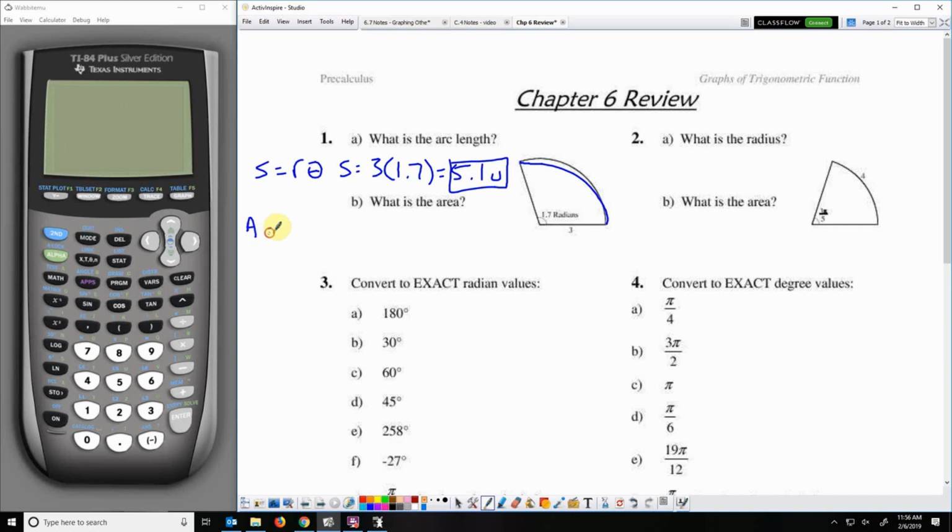Area of a sector, so that's the area of this whole thing, is 1/2 R squared theta. So the area is 1/2 times 3 squared times 1.7. And that is 7.65, and that's units squared.